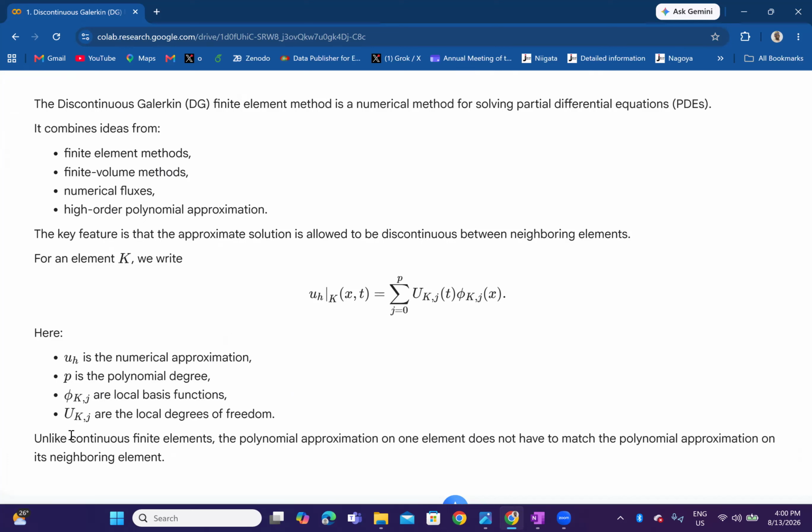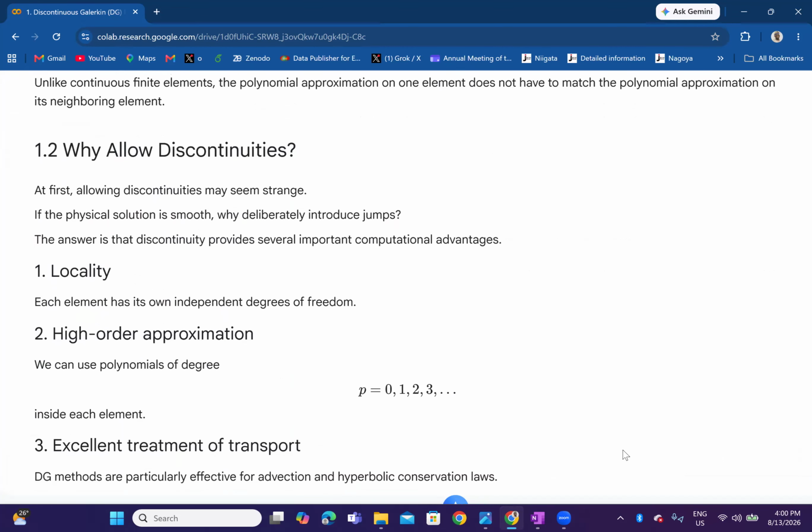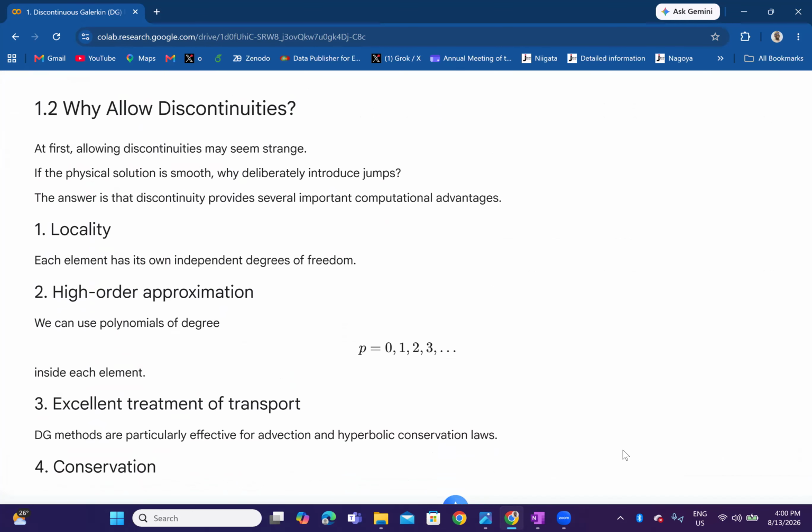Unlike continuous finite elements, the polynomial approximation on one element does not have to match the polynomial approximation on its neighboring element. That's where the idea of discontinuity comes from. In the regular finite element methods that are continuous, the polynomial approximation on one element has to match the polynomial approximation on its neighboring elements. We're talking about finite elements that you can count or so. Now, we talk about the idea of discontinuities.